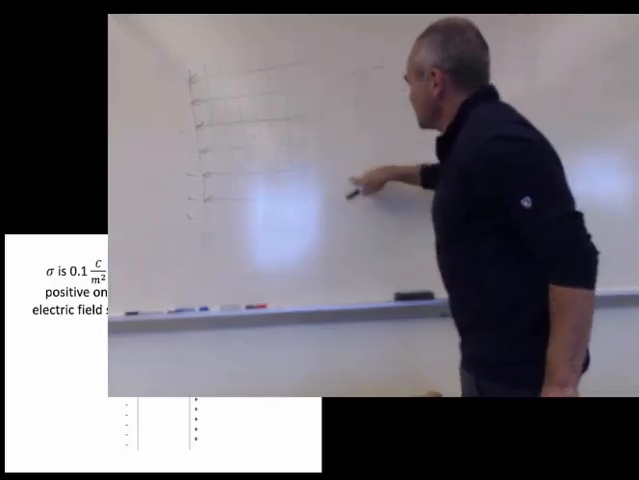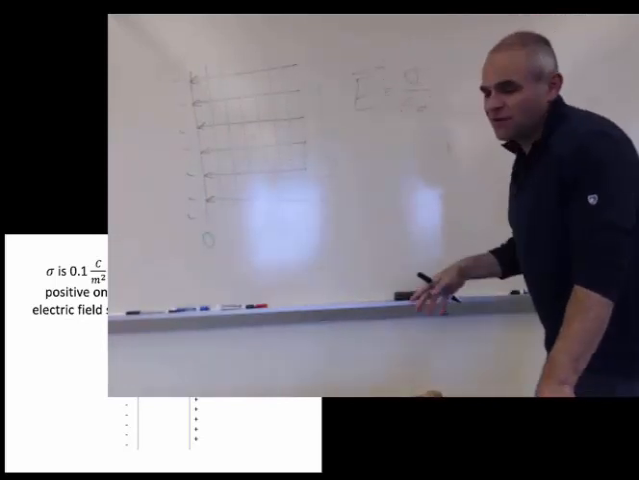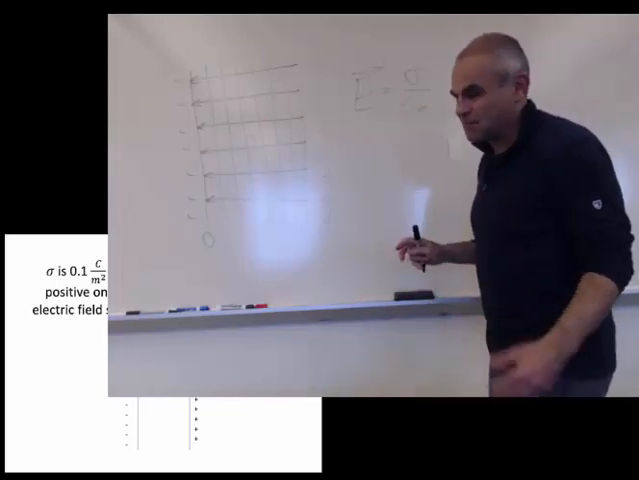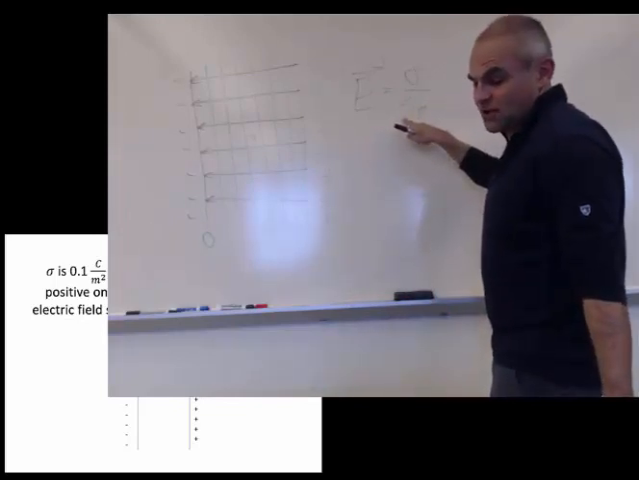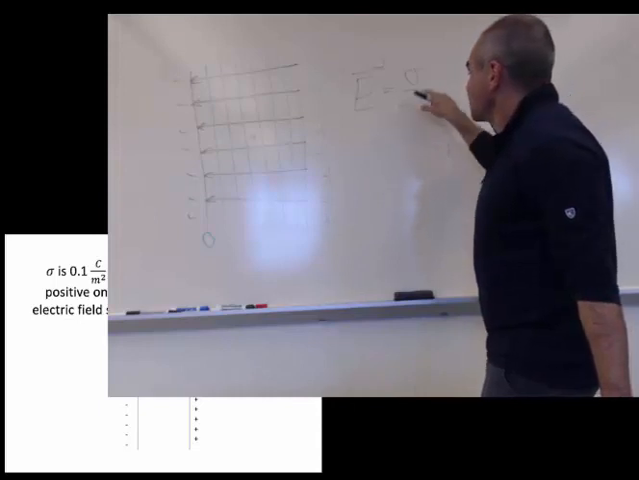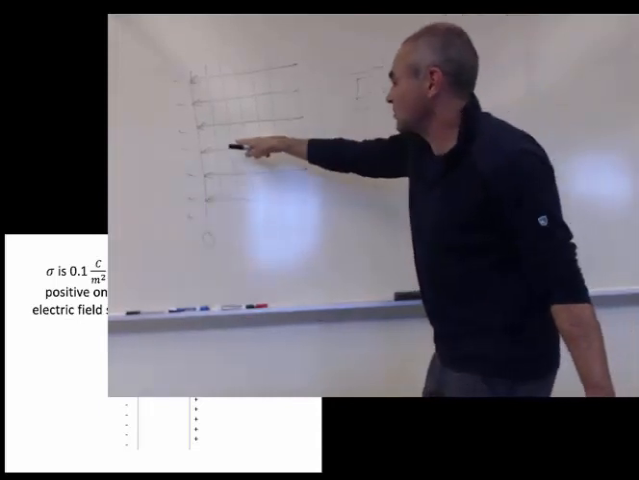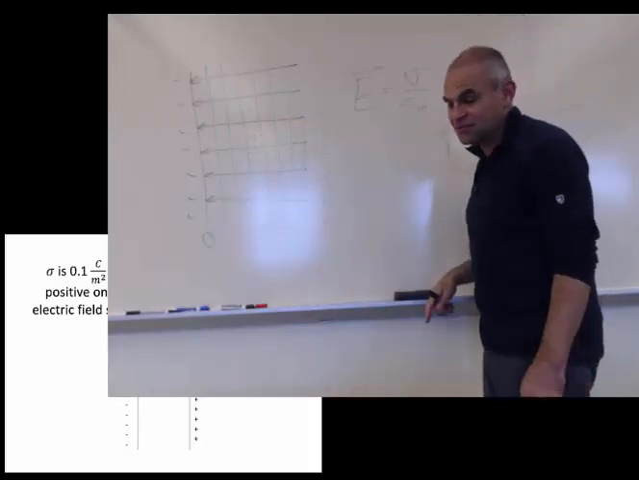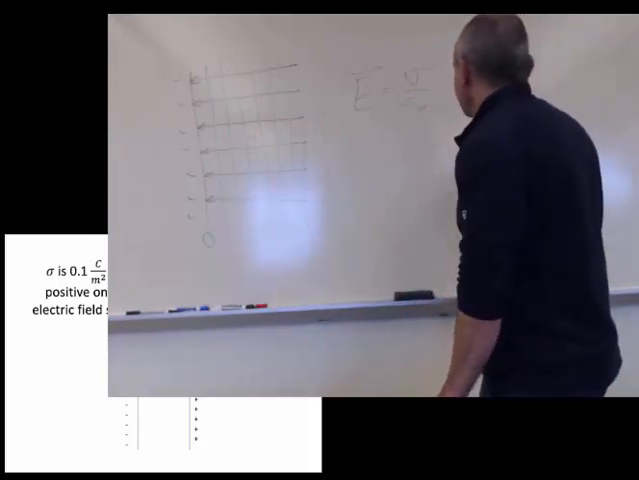You may say, well, wait a second, this is a plus sigma, this is a negative sigma. Whenever I have two planes of charge, they're always going to have the same charge density, so keep that in mind. This is going to be the electric field strength between them. So all I have to do is calculate this, and that's going to be the electric field strength at any point in between them. Not just at the center, but at any point in between the two planes of charge.